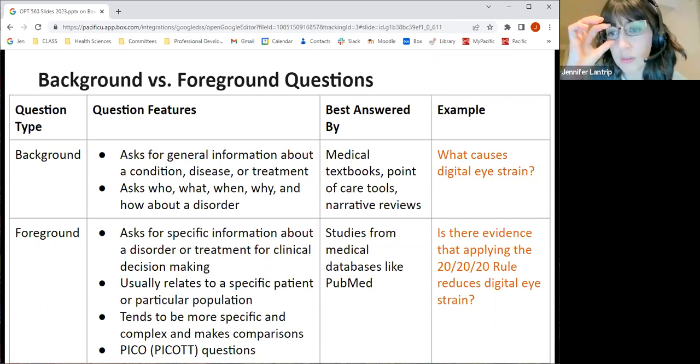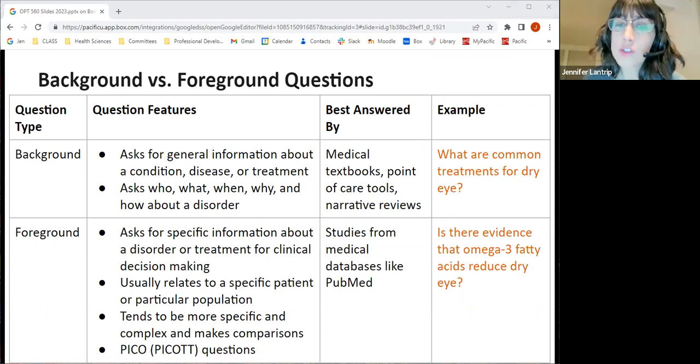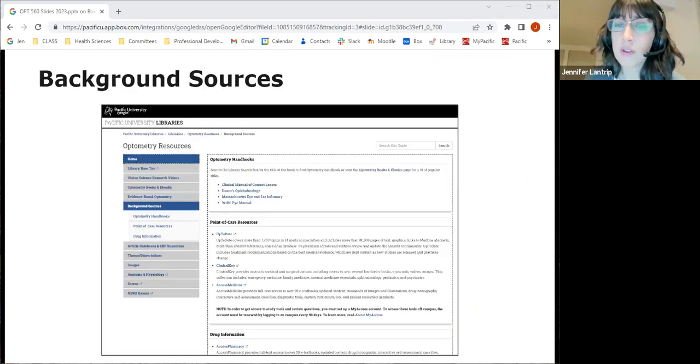Foreground sources are the research studies that you'll use for evidence when answering your clinical question, such as, is there evidence that applying the 20-20-20 rule reduces digital eye strain? You would need to look at research studies in databases like PubMed to find the answer to this question. For our other clinical question, we might find common treatments for dry eye in a background source, and then look at our foreground sources or research studies to find out the current evidence for how effective omega-3 fatty acids are for reducing dry eye.